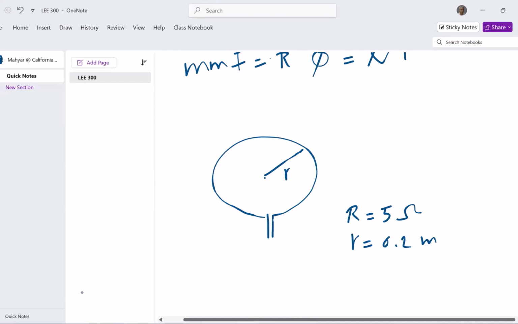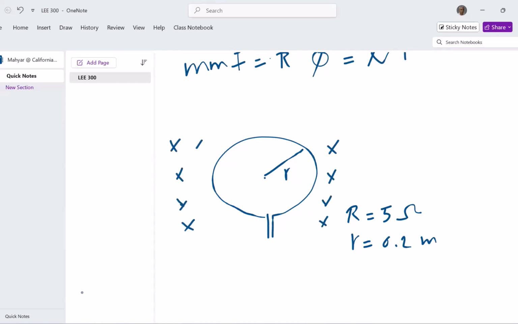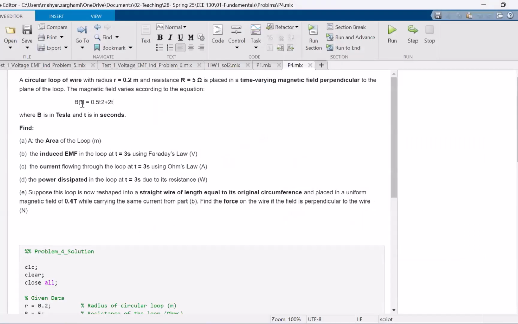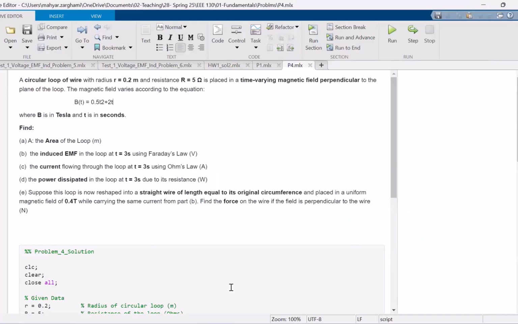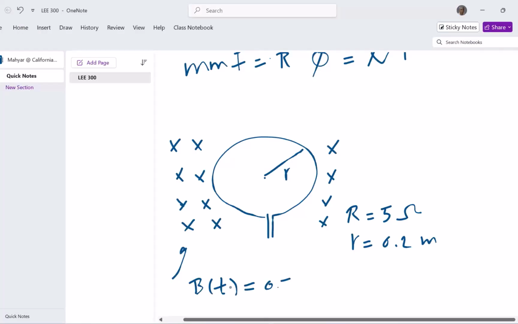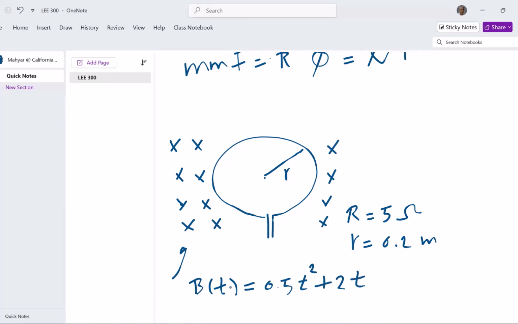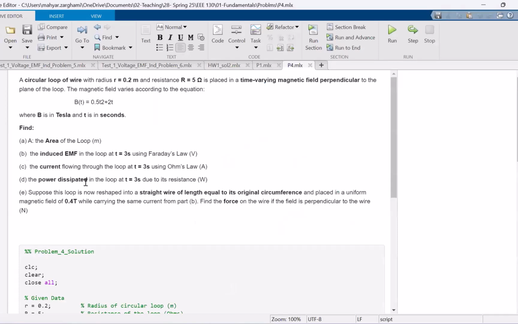So let's say there is a field that goes into the page, for example. We're putting that loop inside this magnetic field. So B is going into the page. The magnetic field varies according to this equation. So we have a B of t, which is equal to 0.5 t squared plus 2 times t. So it's a time-varying magnetic field, as you can see. B is in Tesla, t is in seconds, okay?